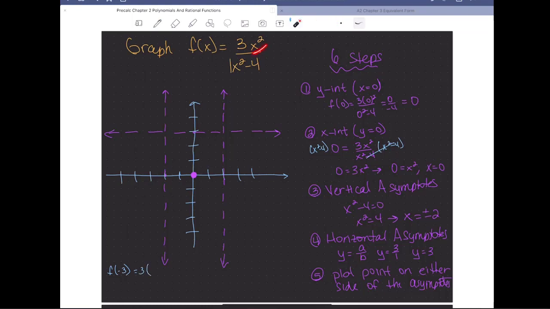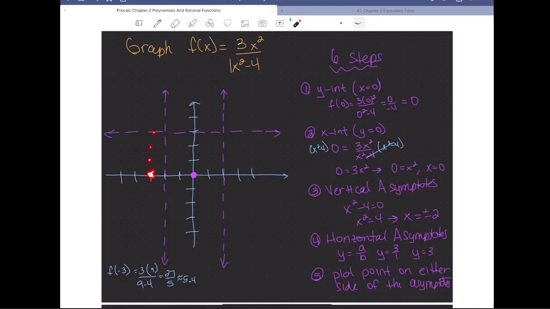So if I put in -3, -3 squared is going to be a +9, over 9 minus 4, which is going to give me what, 27 over 5? 5 goes into 27 5 times, gives you 2 left over, so 0.4, 5.4-ish, somewhere along those lines. So if I'm at -3, my y value is at 5.4.